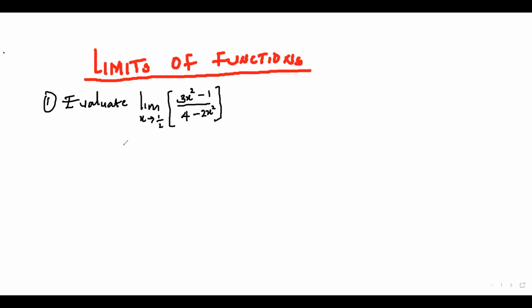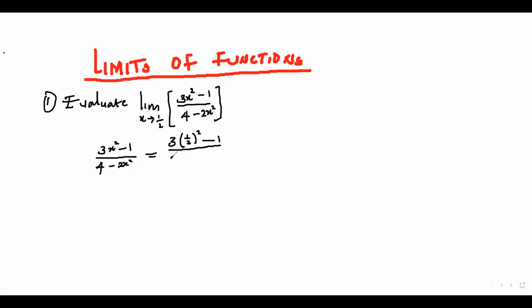So this particular question says we should evaluate the limit of 3x squared minus 1 over 4 minus 2x squared at the denominator. So we're just substituting directly here. The value of x approaches what? 1 over 2. So I just have my 3 here, open bracket, I have my 1 over 2 substituted in that value of x there.